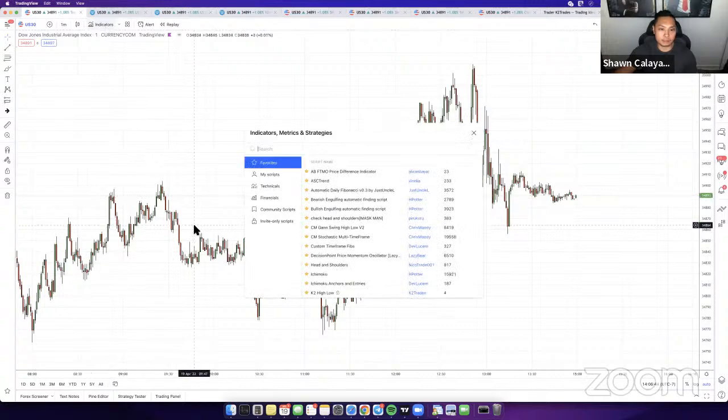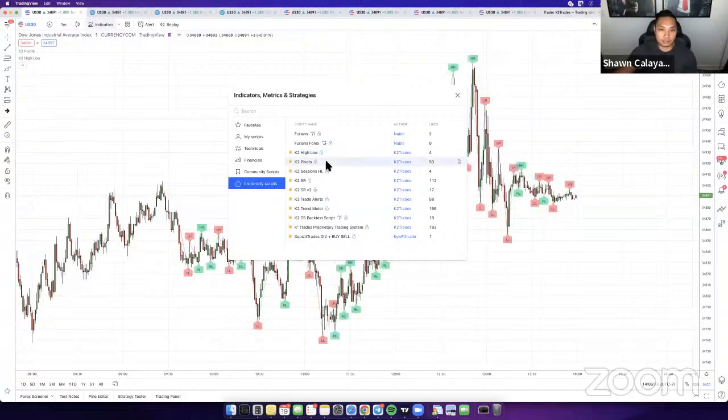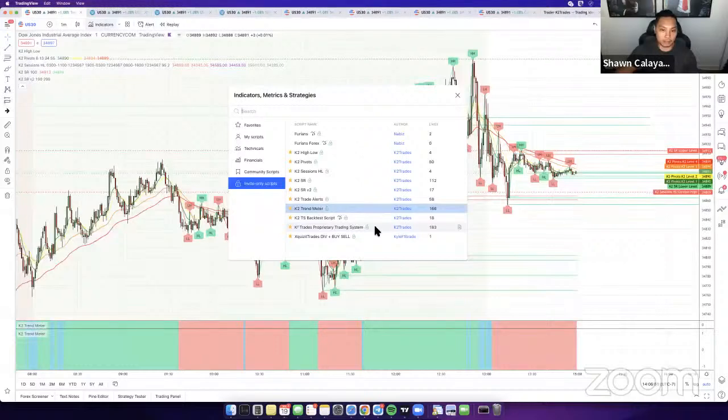So let me just get the indicators up right here. I'm basically going to add all the K2 indicators. So I'll add all of these here: the K2 high low, K2 pivots, K2 sessions, K2 SR, K2 SRV2, the trend meter, and the proprietary trading system.